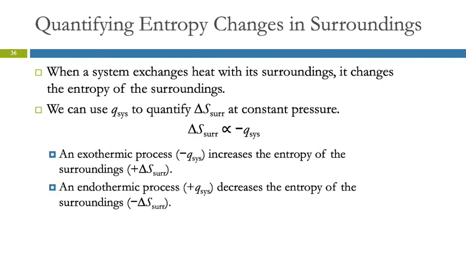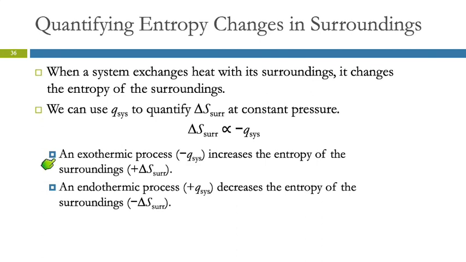So when a system exchanges heat with its surroundings, it changes the entropy of the surroundings. That's what we were just talking about with the water freezing, energy leaving and going into the surroundings. So we can use Q-sys to quantify the change in entropy of the surroundings at constant pressure. The change in entropy of the surroundings will be proportional to negative Q for the system. And again, Q is heat. So it's proportional to the amount of heat gained or lost by the system.